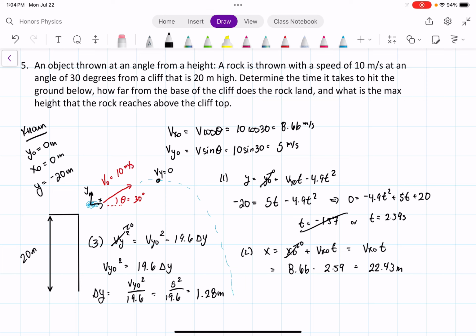If we wanted to find the max height that it reaches above the ground, all we'd have to do is add the height of the cliff. So that would mean that the max height it reaches is 21.28 meters.